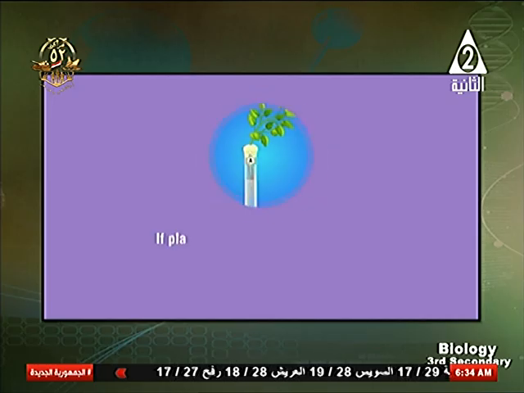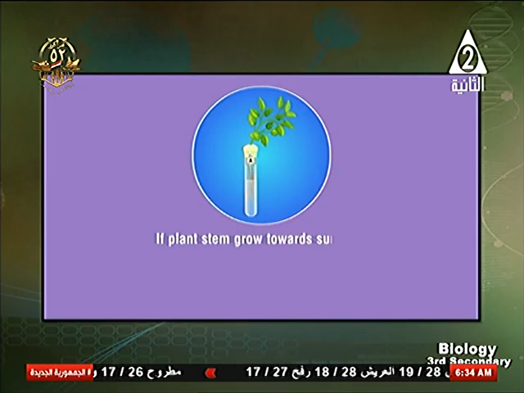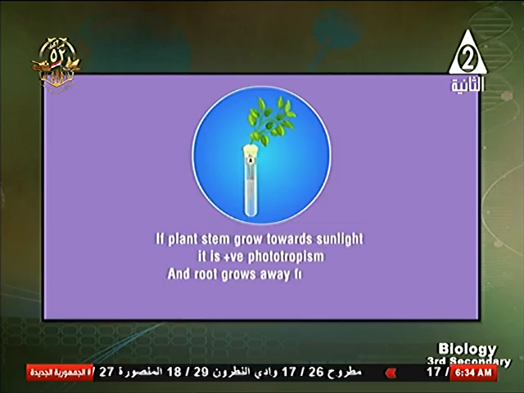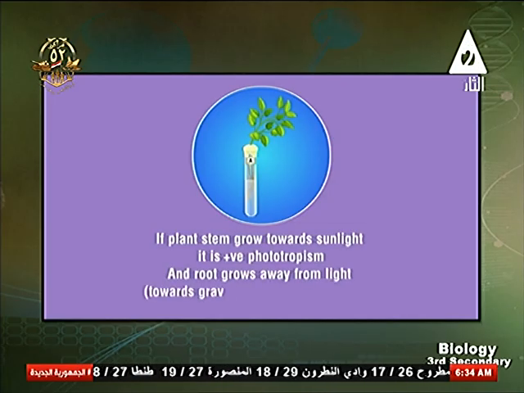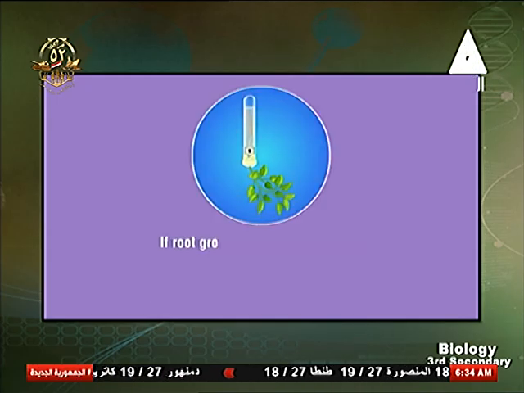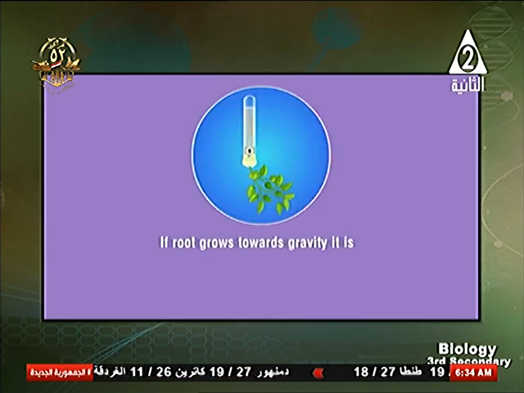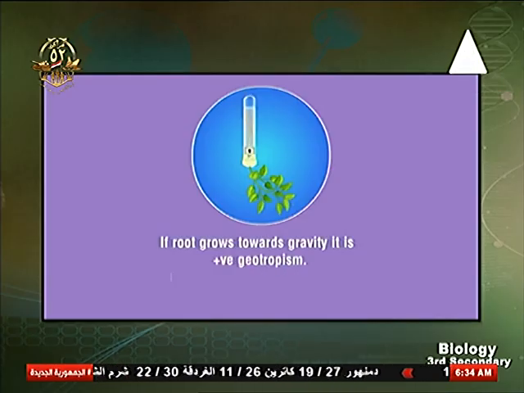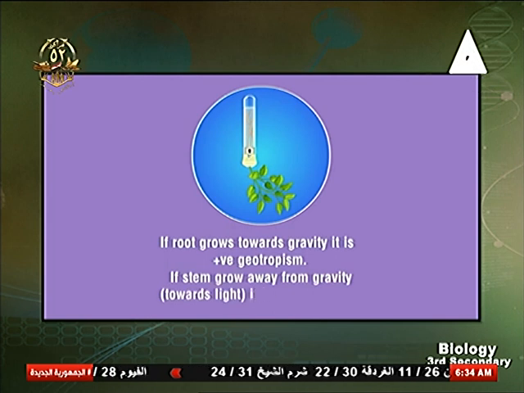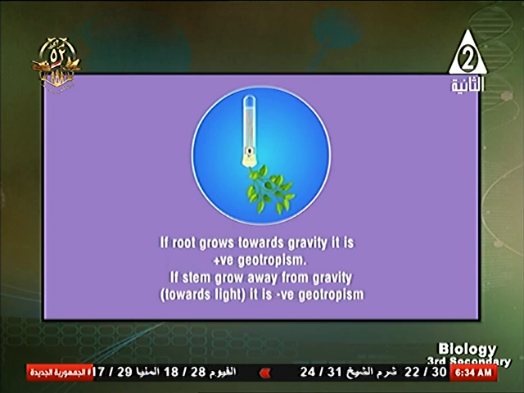If the plant stem grows towards the sunlight, it is positive phototropism, and root grows away from light, so the root is negative phototropism. If the root grows toward the gravity, it is positive geotropism. Stem grows away from gravity, it is negative geotropism, as you studied in the last year. Okay.